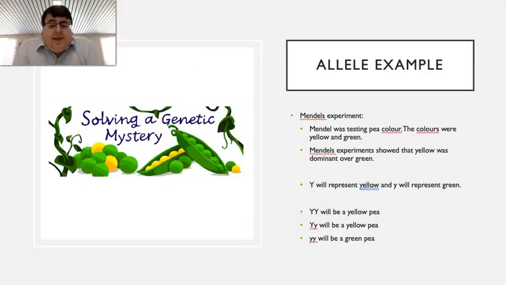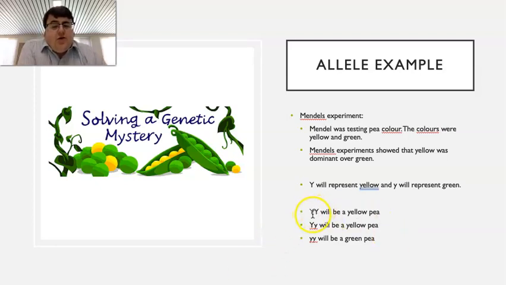An example of this is Mendel was testing pea colour. The colours were yellow and green. Mendel's experiment showed that yellow was dominant over green, so when we're doing this we'd use the letter Y. Capital Y will represent yellow and a little y will represent green. Now there's some different terms here.